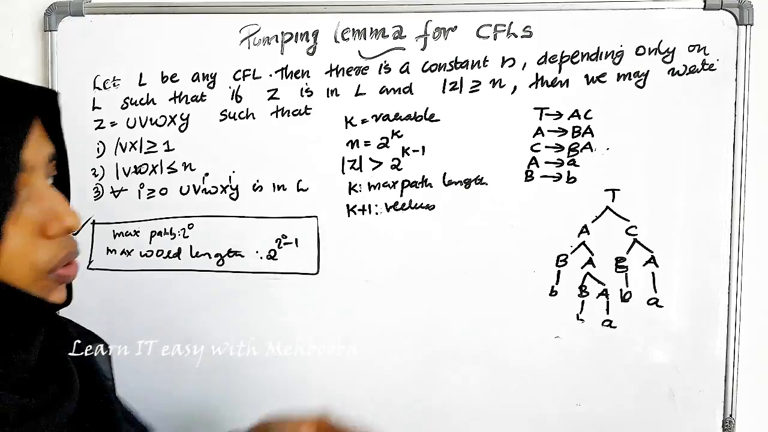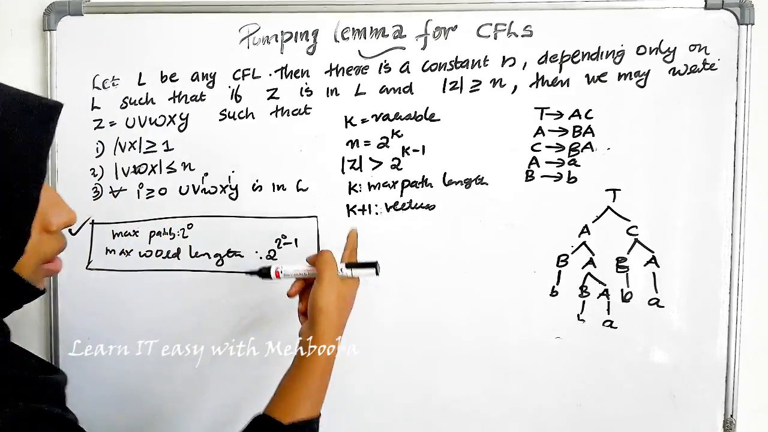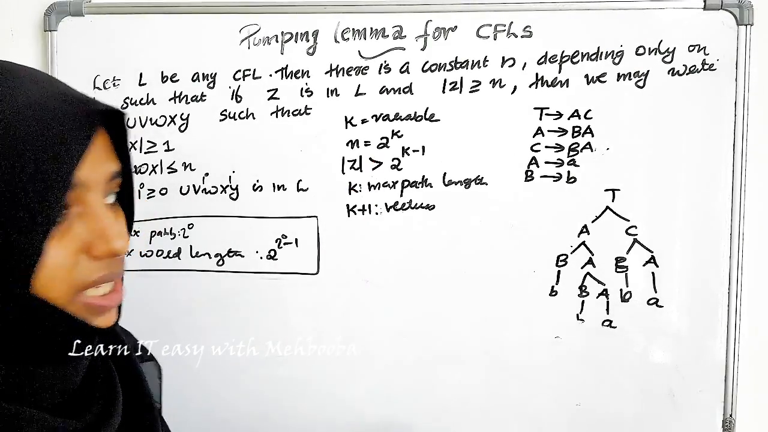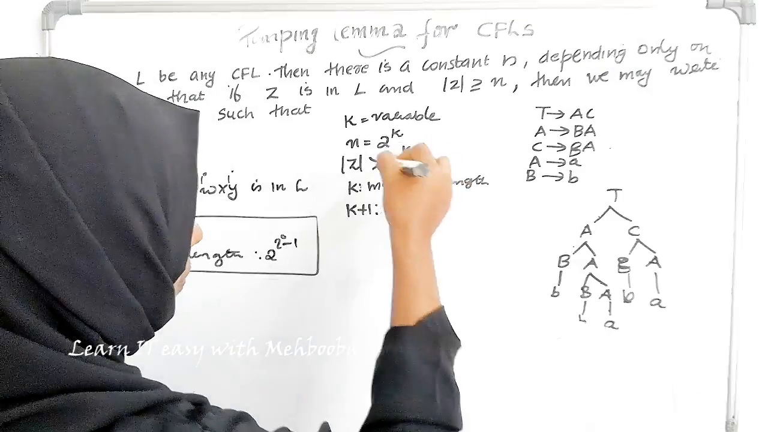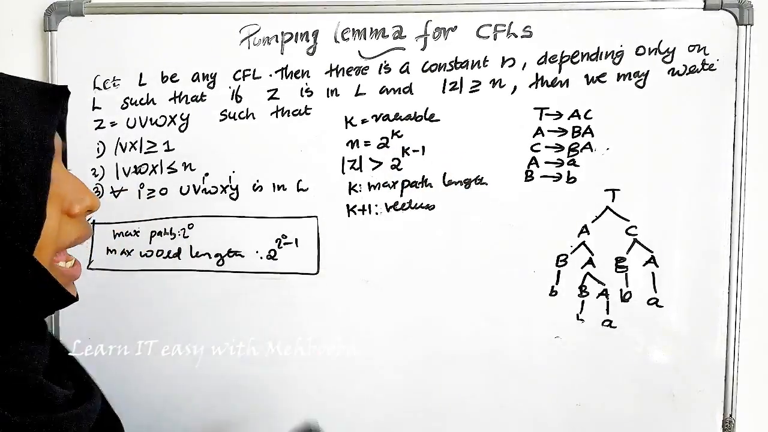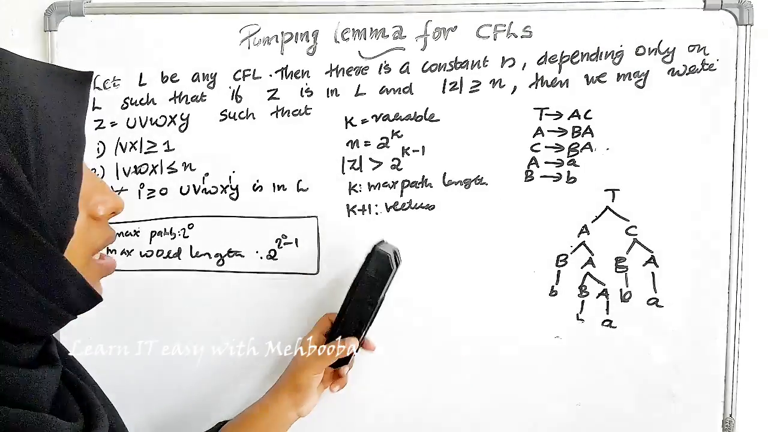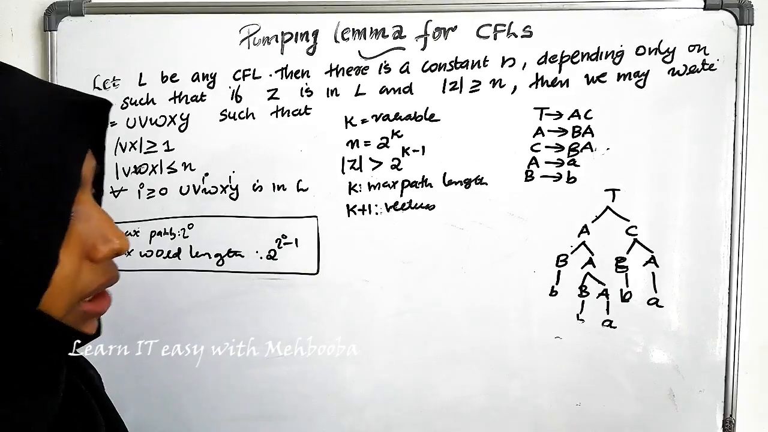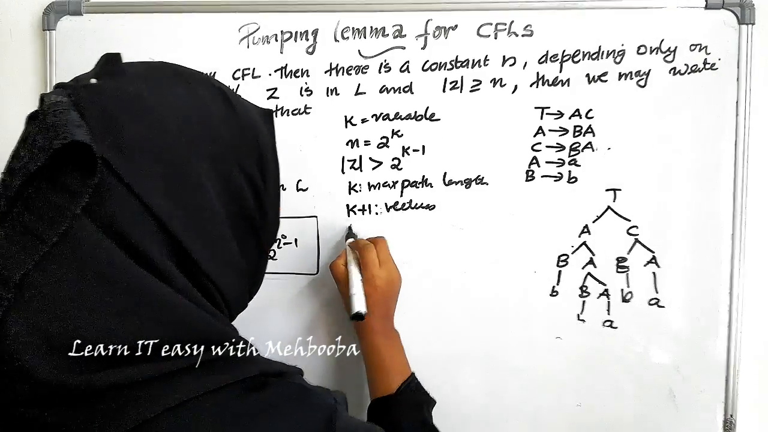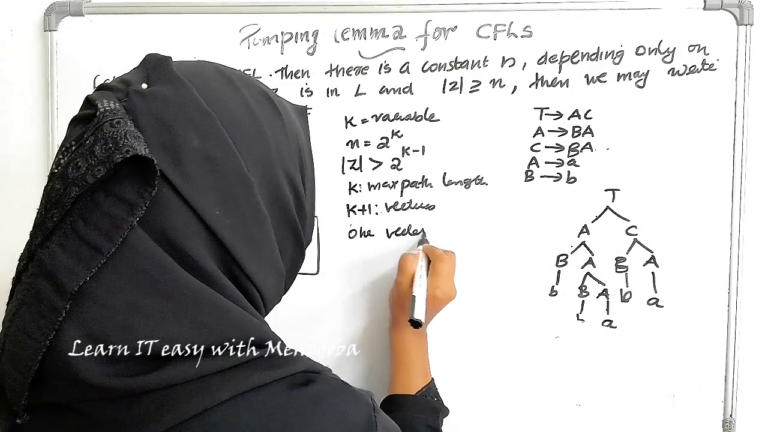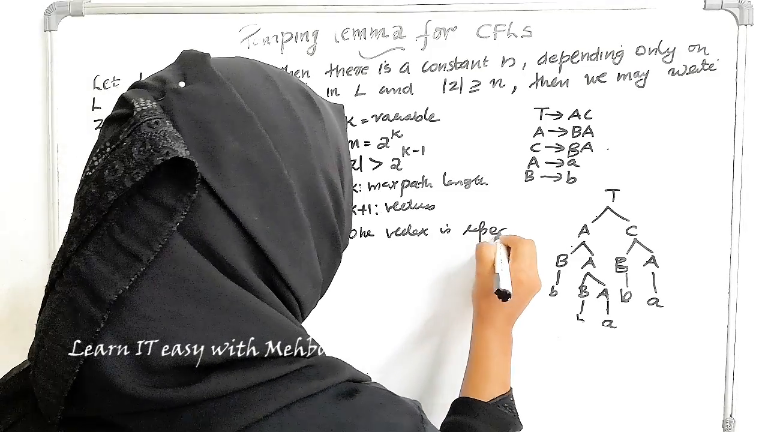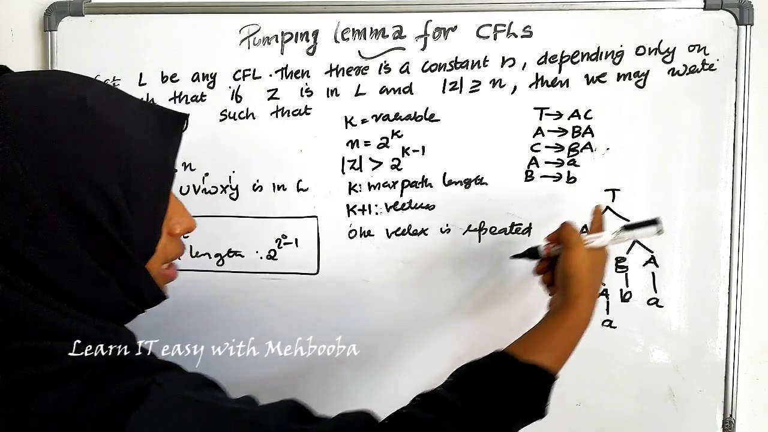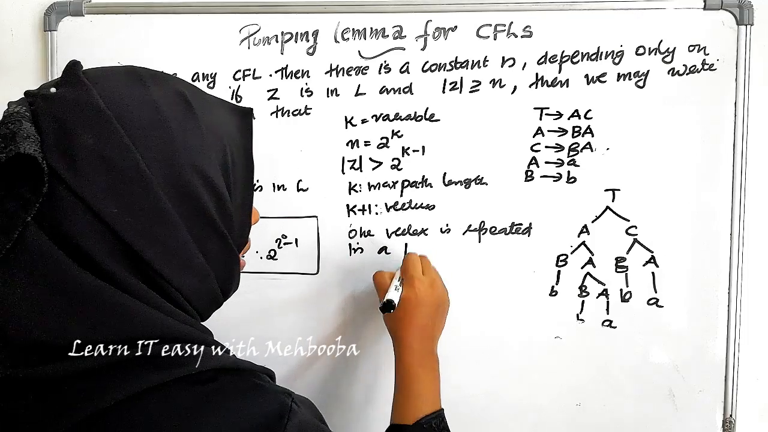So we will be having k plus 1 vertices. But we have just k variables. But in a path we are having k plus 1 variables. So that means if the grammar is originally having k variables, and you are getting k plus 1 variables in a path, that means one vertex is repeated. Then only we will get this. That means, one vertex in a path is repeated.